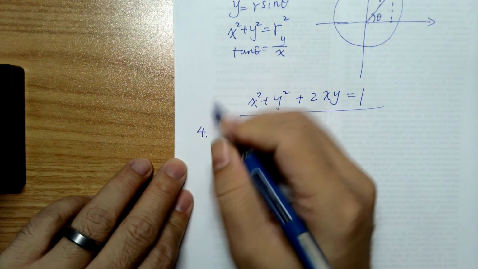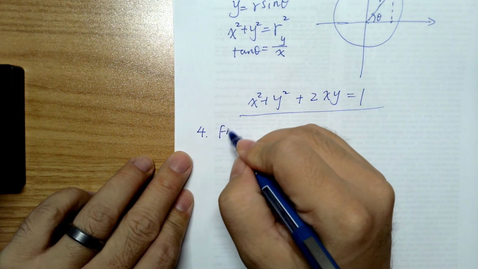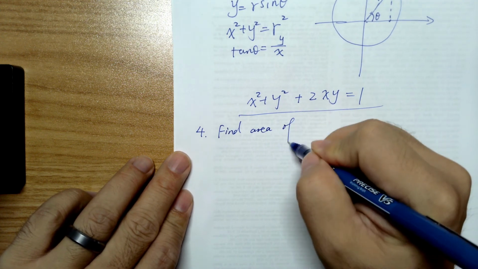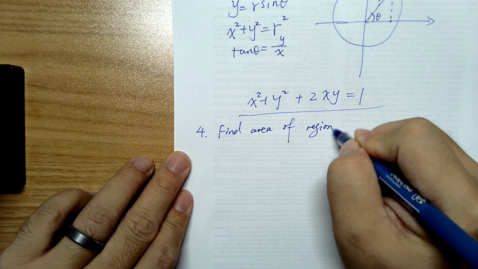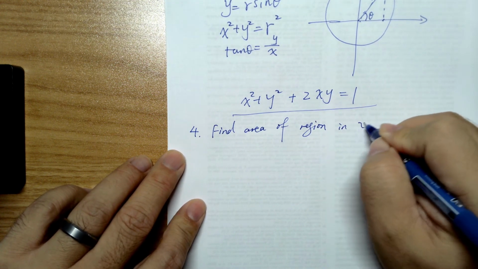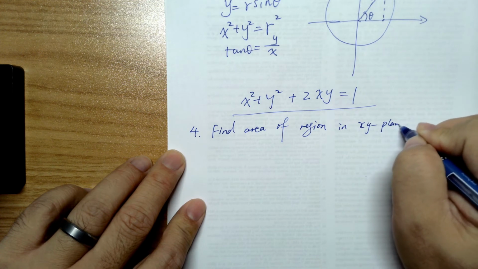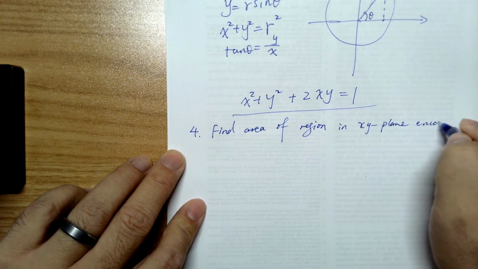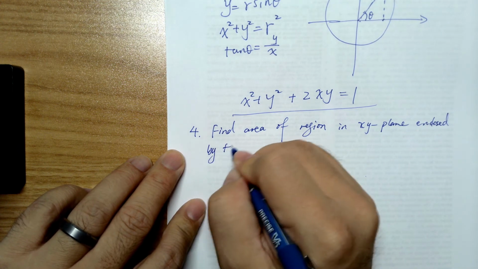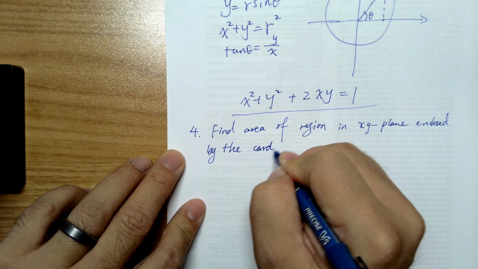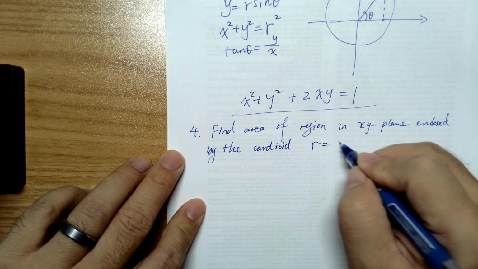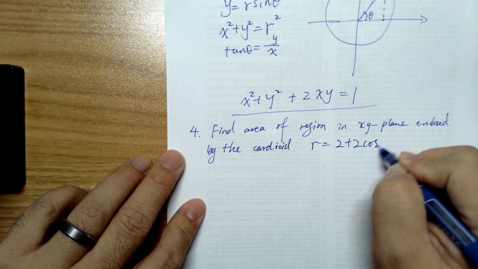And so number 4: find the area of a region in the xy plane enclosed by the cardioid r equals 2 plus 2 cosine of theta.